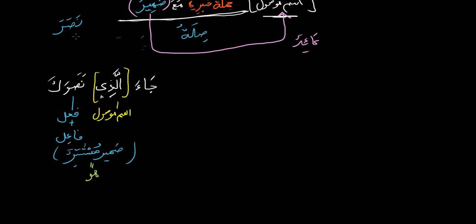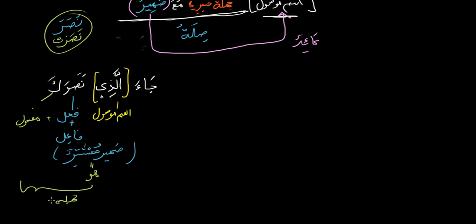Remember in fi'l madi, there are two sighas that have the damir mustatir: nasara and nasarat. So this is fi'l and fa'il, which is damir mustatir, and this is maf'ul bihi. The ka is actually maf'ul bihi. فعل فاعل مفعول. All together this is جملة فعلية خبرية.